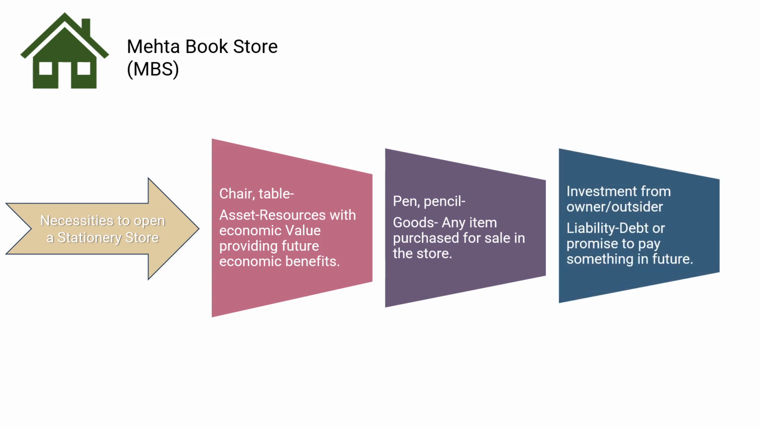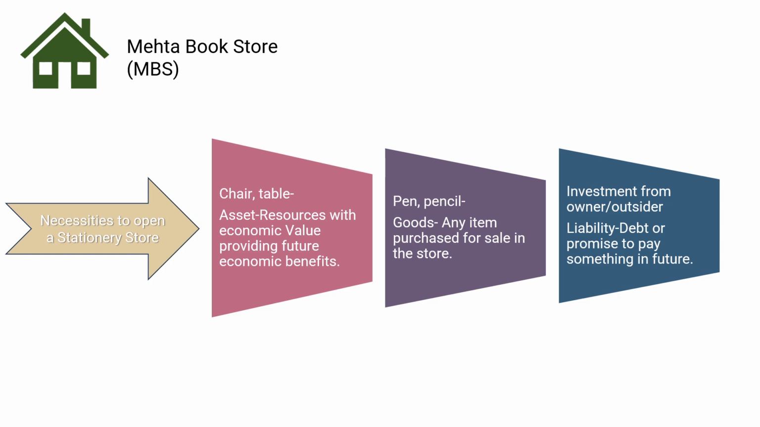Now coming to the next topic, which is liability. Liability means a promise to pay. There will be a promise to pay in future. Since I told you that Mr. Mehta and Mehta bookstore are separate persons, any amount which is taken by Mehta bookstore from an outsider or from Mr. Mehta will be a liability because Mehta bookstore has to pay back that money to Mr. Mehta or any outsider. Consider I am an outsider and I gave some money to Mehta bookstore. For Mehta bookstore, that is a liability because Mehta bookstore has to return the money to me.